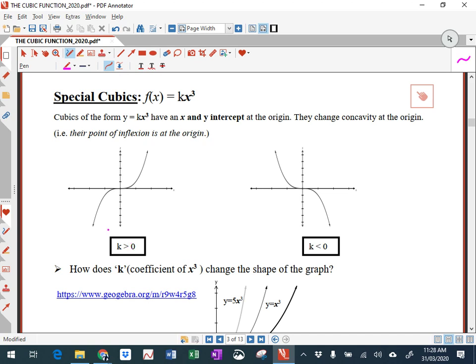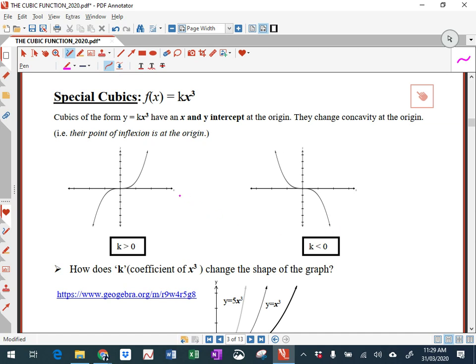If k is positive, it starts in the third quadrant and finishes in the first quadrant. And have a look, just like before, it goes from concave down to concave up, just like the other ones. Okay, the point of inflection is at 0, 0. All right. Now, if k is less than 0, just like before, it goes from concave up to concave down.